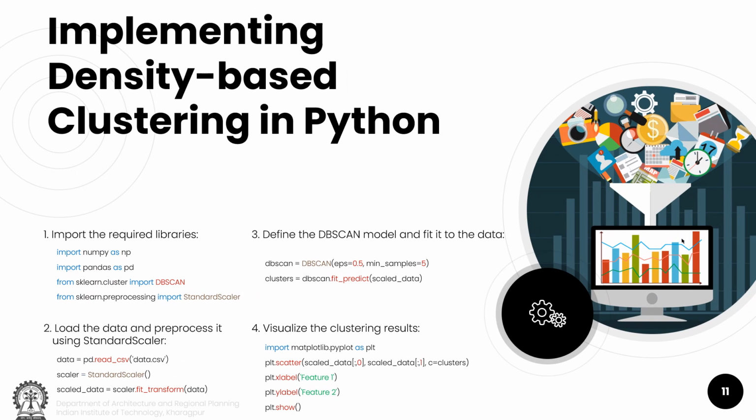This code applies DBSCAN clustering to a dataset called data.csv, which has two features. The standard scaler is used to preprocess the data before clustering. The DBSCAN model is defined with an epsilon, eps, of 0.5 and a minimum number of samples, min_samples, of 5. The fit_predict method is used to cluster the data and assign each point to a cluster. Finally, the clustering results are visualized using a scatter plot.